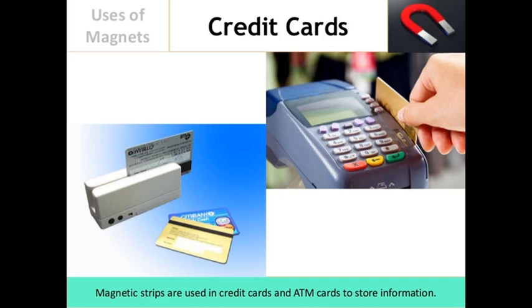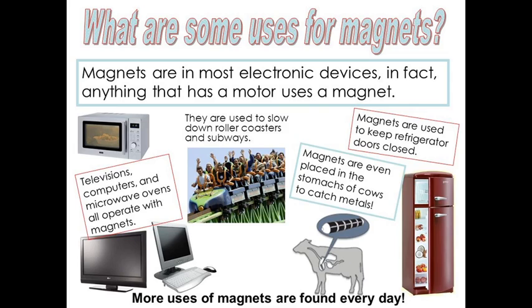You can see here in credit cards, maybe you can see the chip structure. Maybe you have seen that magnetic strips are actually used in credit cards and ATMs to store information. Then see, other things are also there. Mostly, magnets are used in electronic devices. In fact, anything that has a motor uses a magnet. Motor means what? It gives energy to the device. So wherever a motor is there, there is a magnet. You can see here televisions, computers, and microwave ovens also operate with magnets.